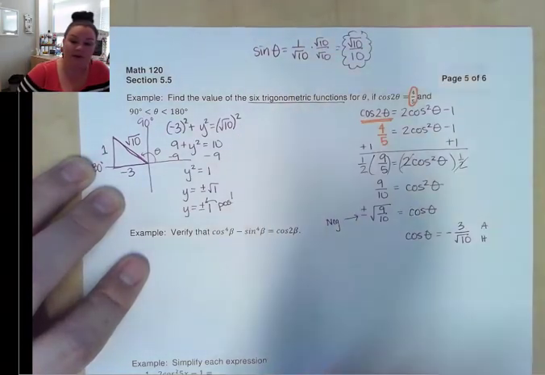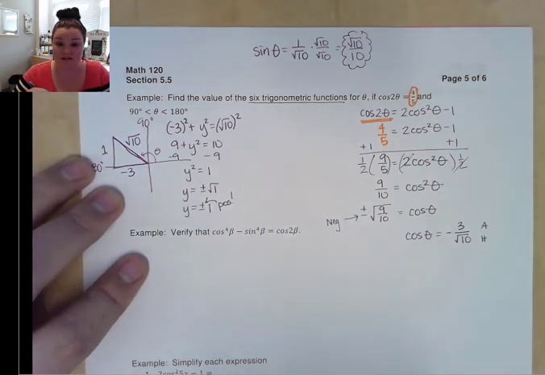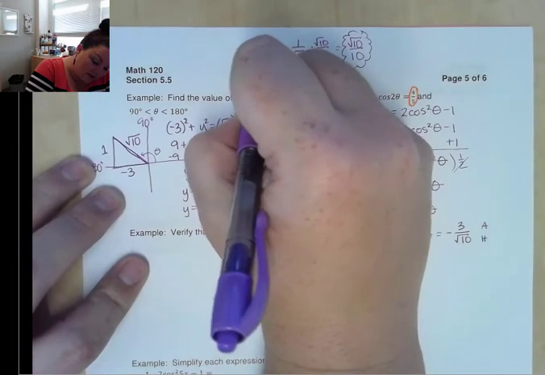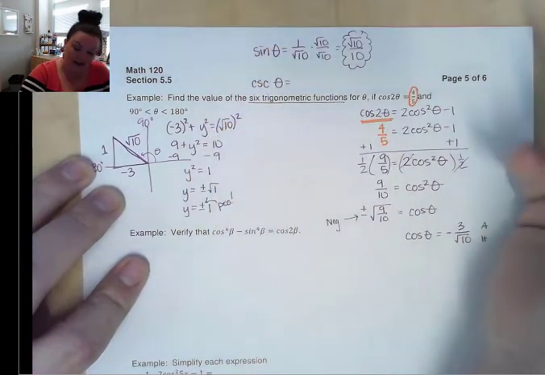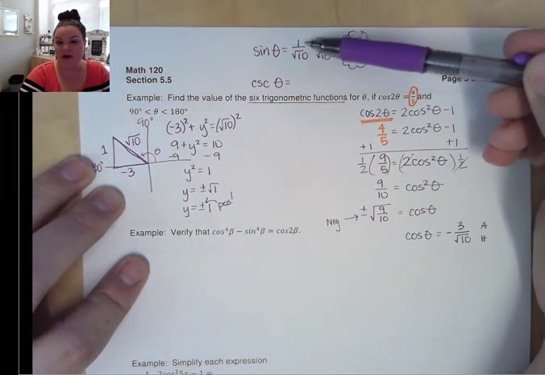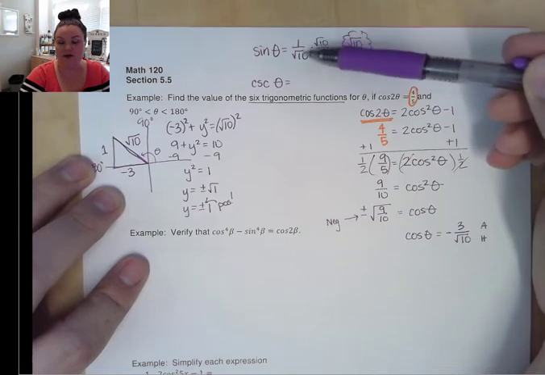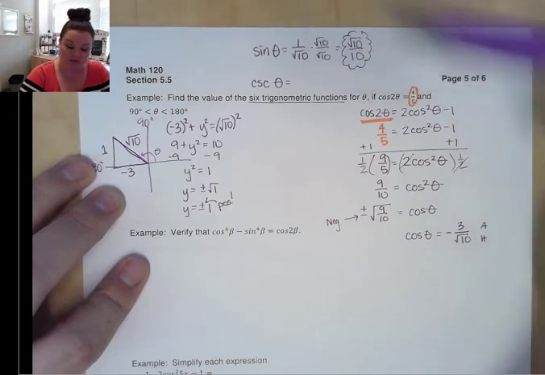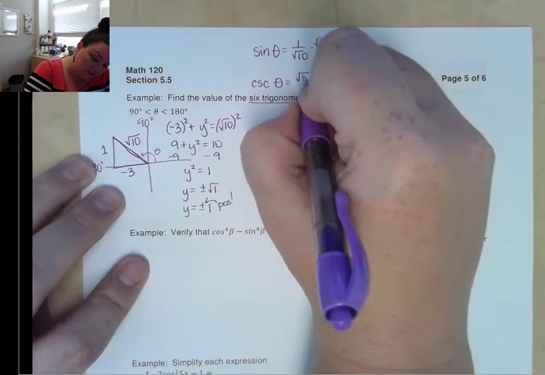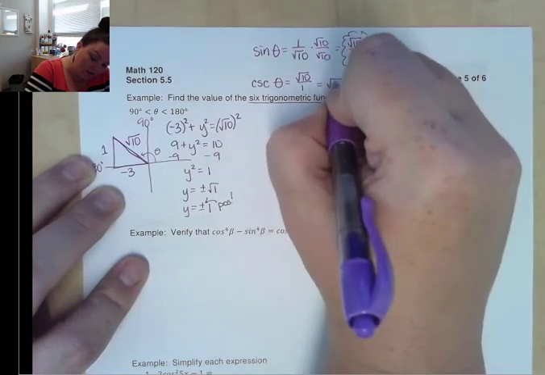All right, and then I'm going to go ahead and do the inverse of sine, which is our cosecant theta. And I'm going to go ahead and just flip it before I rationalize the denominator. Cosecant we know is hypotenuse over opposite, or in other words, the square root of 10 over 1, which is just the square root of 10.